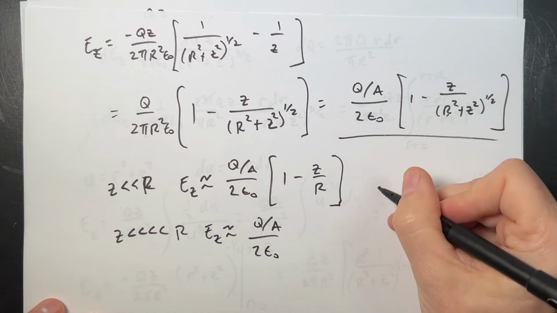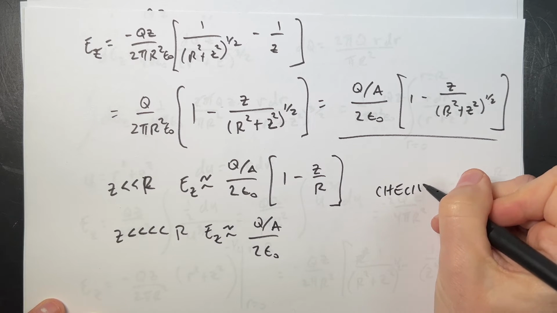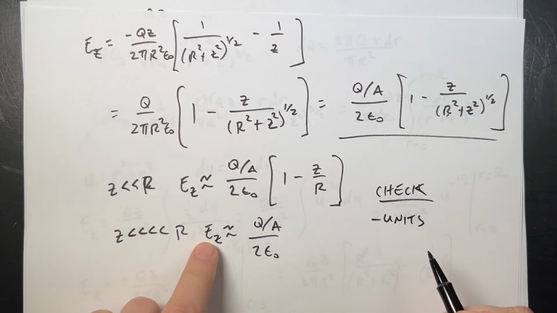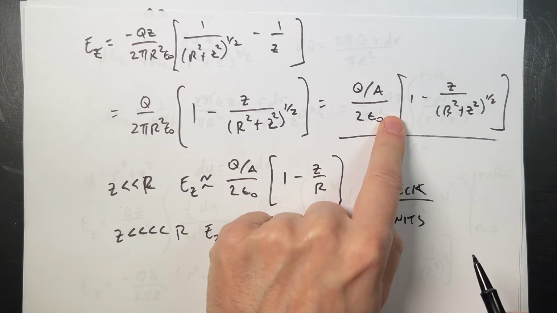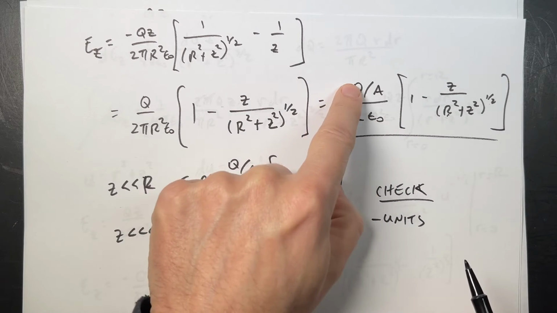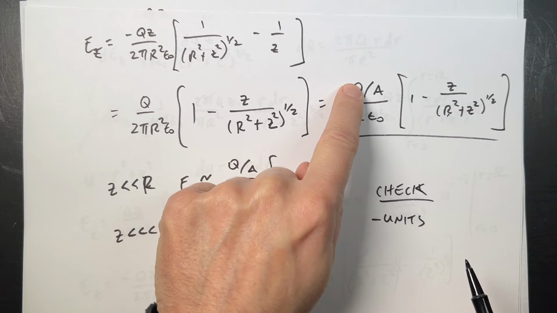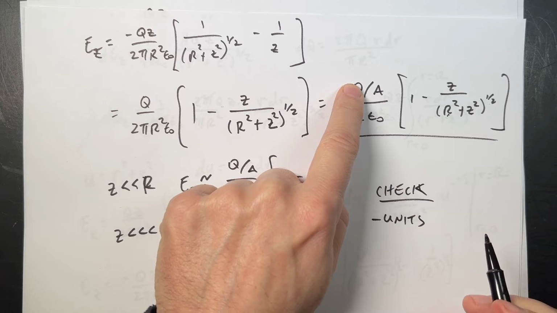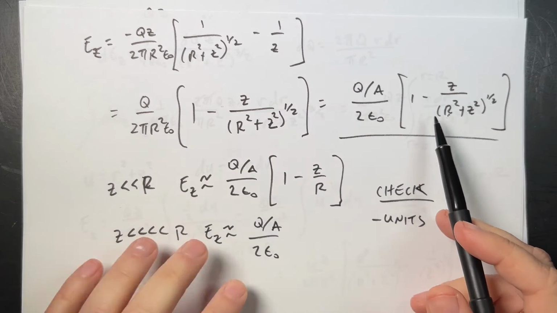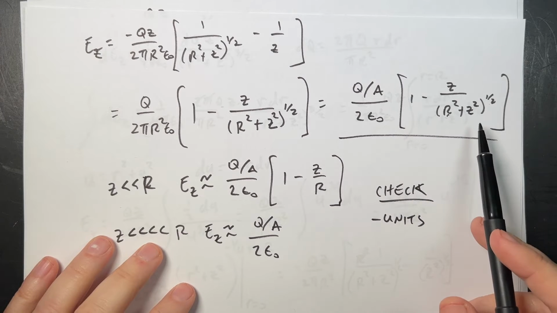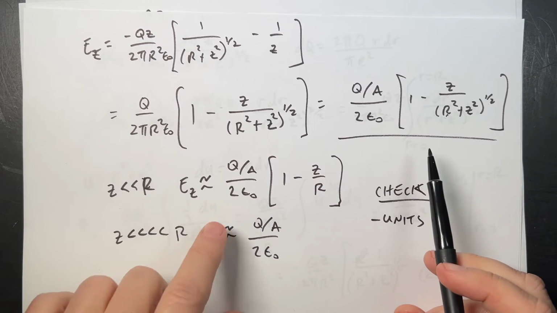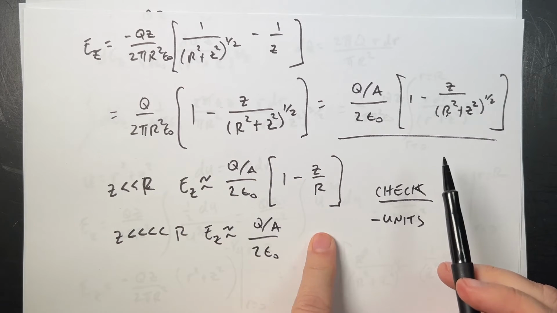Okay, we need to check. Check units. Do the units of this match the electric field due to a point charge? It's 1 over epsilon naught. We got that. Charge on the top, q. And then it should be 1 over distance squared. Here I have area, which is distance squared. So this has the right units. This part has no units, so this has to have no units. So I have meters over meters squared, square rooted, so the units all work out, which is the same as true over here.